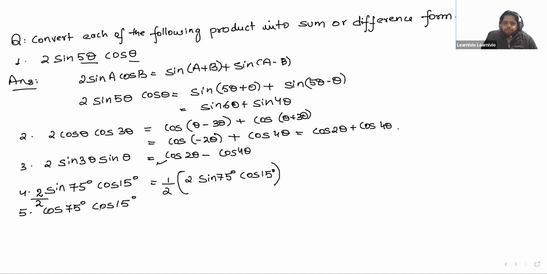Hope you can use it. 1 by 2 sine 90 plus sine 60. Very good. Yusra, that's correct. Yusra, please start the 5th one. And Rutvika, the 4th is done.